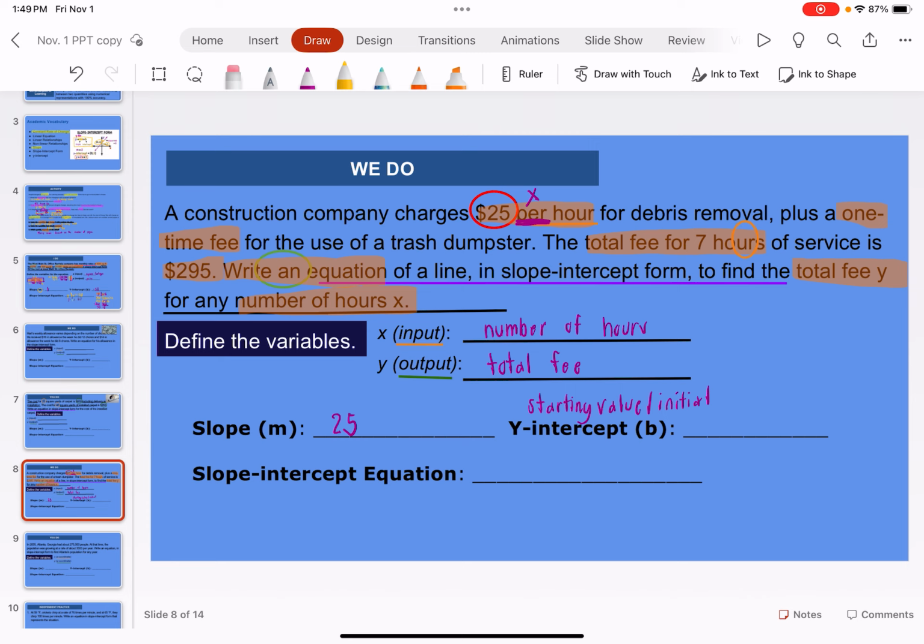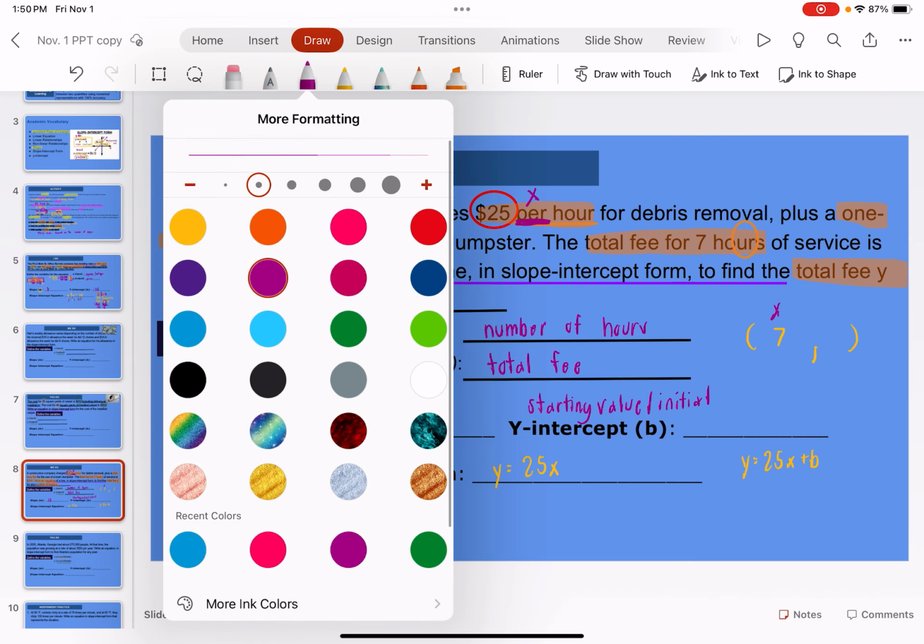So from here, I'm going to go ahead and start to write an equation. We have y is equal to 25x, and it's going to be plus b because we're working backwards to solve the b. So we actually are given a point here. We have the number 7, we have the number 295. We know that x is the number of hours, so 7 is going to be our x value. And then we have 295 is going to be our y value because that is the total fee.